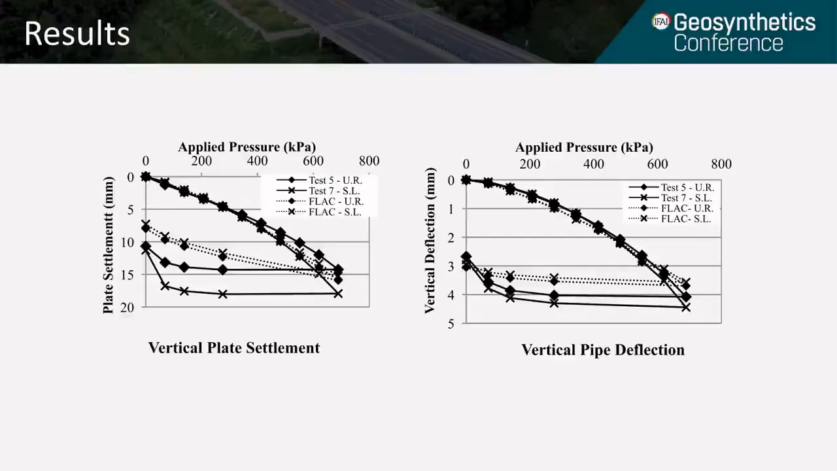These are the results of the lab tests in solid lines and the FLAC numerical models in the dashed lines. The reinforced tests in the numerical model and the laboratory model have the X marker, while the unreinforced condition has the solid diamond. On the left is the vertical plate settlement measured by the actuator with a maximum displacement of approximately 18 millimeters. And on the right is the vertical pipe deflection, which was measured at 4 millimeters difference, that is from the crown of the pipe to the invert of the pipe, a 4 millimeter shortening of the pipe.